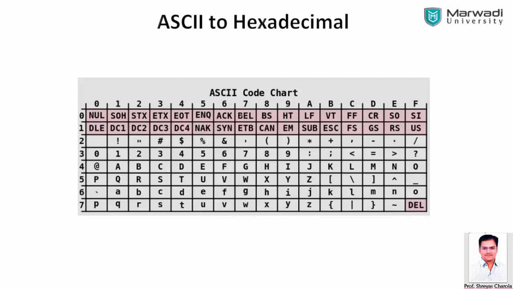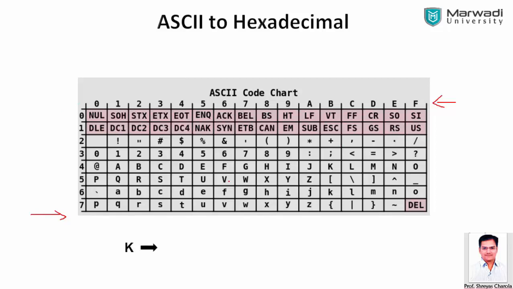Let's suppose this is the ASCII code I have. Now at the upper side, if you look, I have a number from 0 to 7. If you look on the left hand side, I have from 0 to 7. Okay, so to represent from 0 to 7 I require only 3 bits. To represent from 0 to F I require 4 bits.